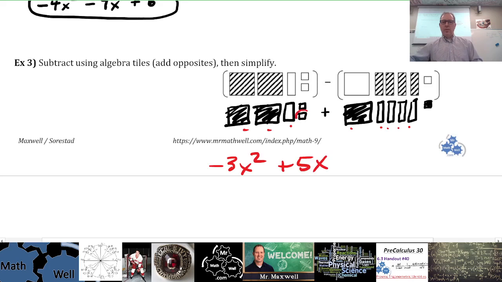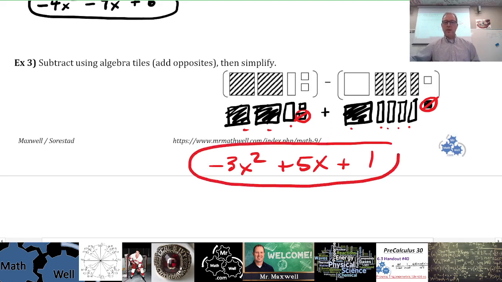And then one of these ones and one of these negative ones, they cancel out. So I just have plus 1 left over, and I think that looks pretty good to me. How does that look to you?